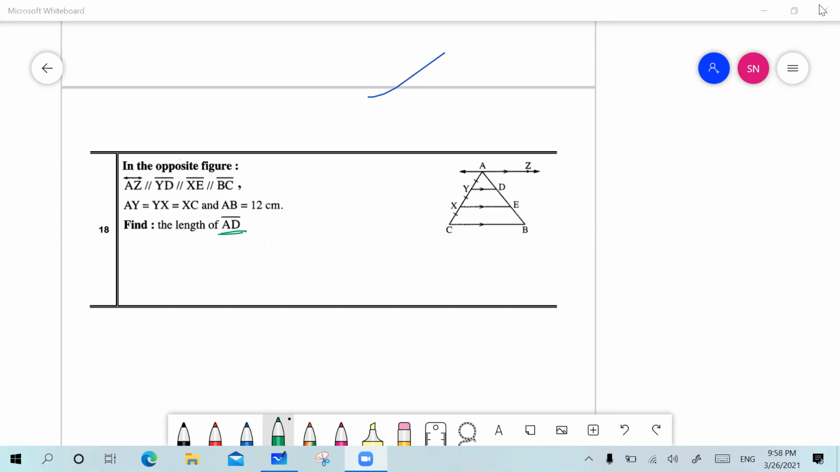We said in the first term that if I have parallel lines and a line segment or line passing between them is divided into equal segments, then any other line passing through them will also be divided into equal segments. Now he told me that AB is equal to 12 centimeters. So to find AD, which is only one part of it, I am going to make 12 divided by 3, which equals 4 centimeters. So this line is equal to 4 centimeters.